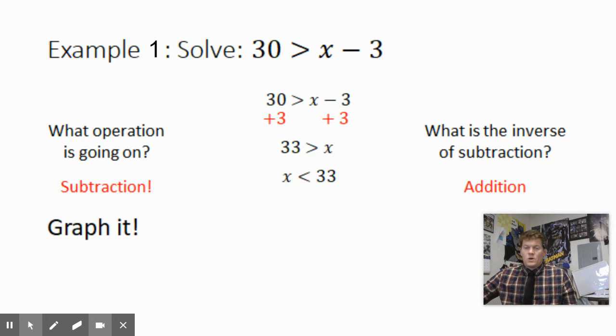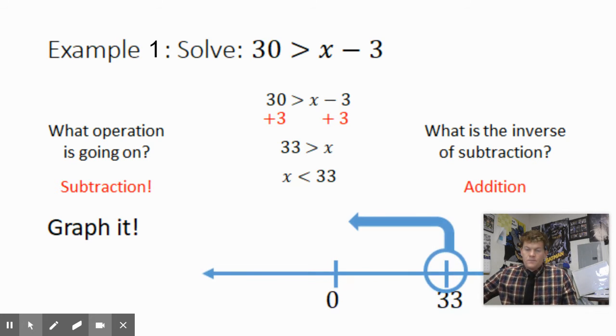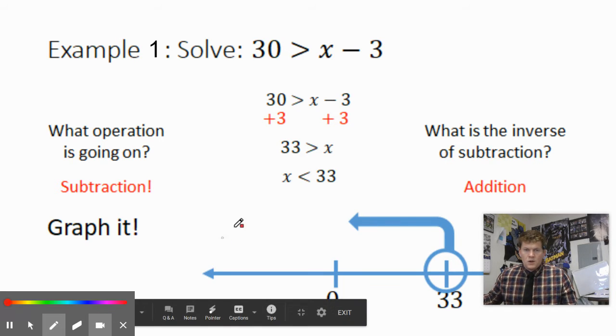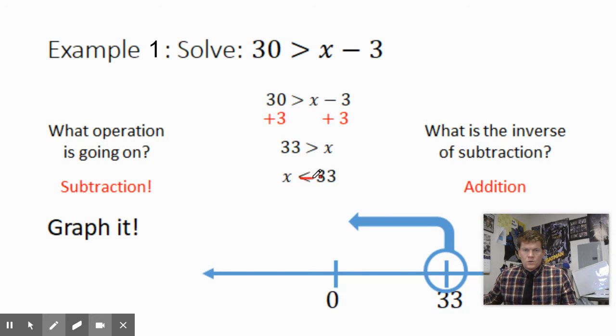Let's graph this thing. So on a number line, I would have an open circle at 33. Notice the direction we're pointing here. Think of it like an arrow. We're pointing this thing towards the left. So my graph goes towards the left. Make sense? It's open. We cannot include 33. So we're good to go there.